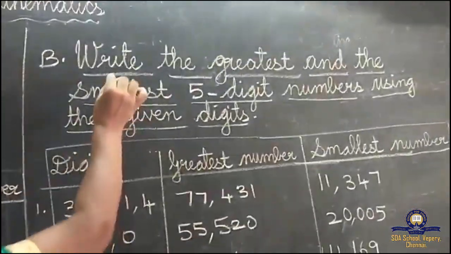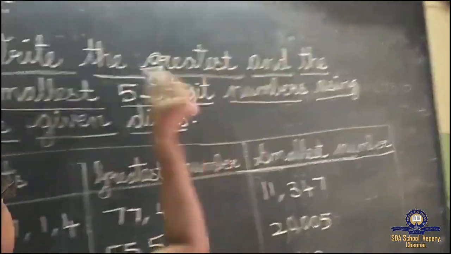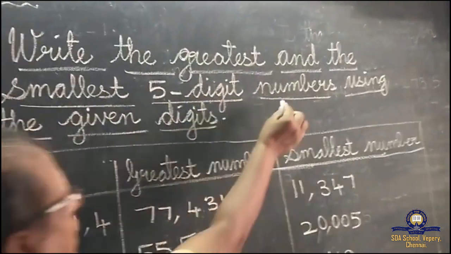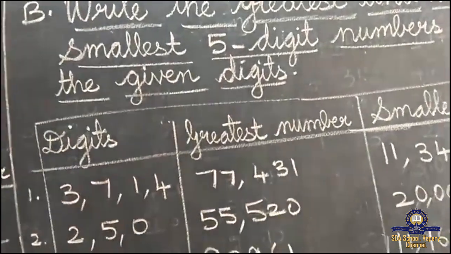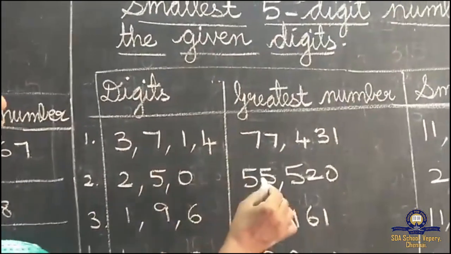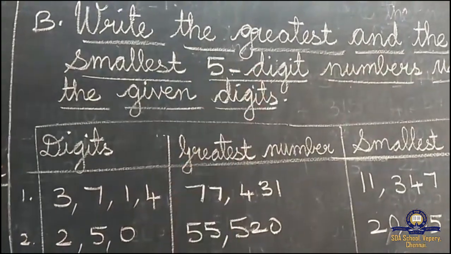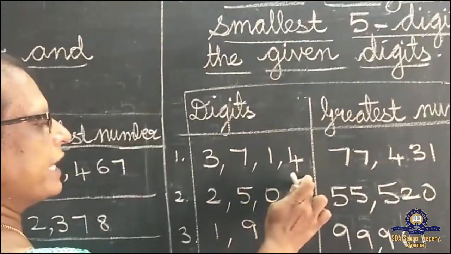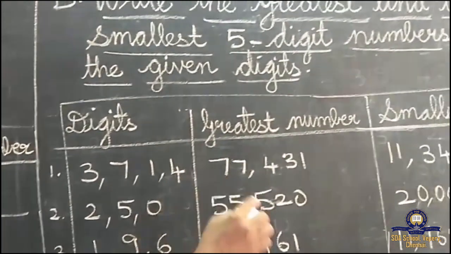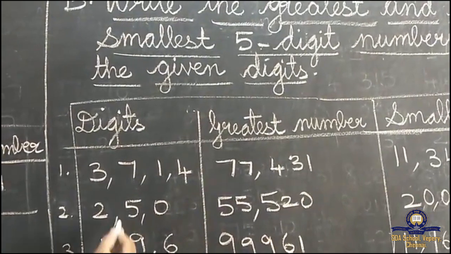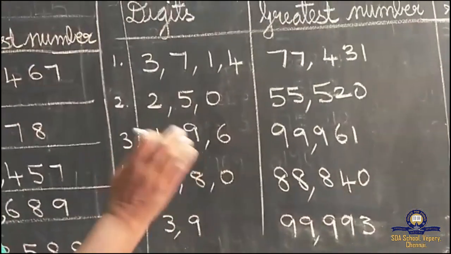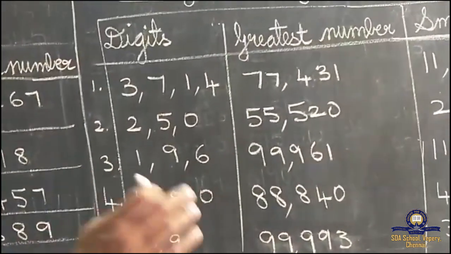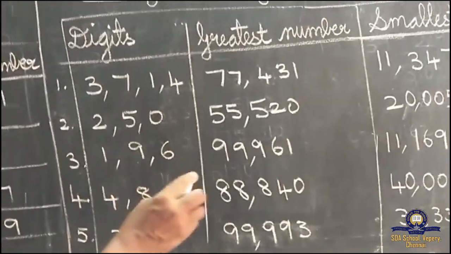Listen, write the greatest and the smallest 5-digit numbers using the given digits. Here they have given some digits, and from that you have to form a 5-digit number. Here only 4 digits are there, but you have to form a 5-digit number. Here 3, 2, and again 3, 2 they have given. But you have to form the greatest and the smallest 5-digit numbers.